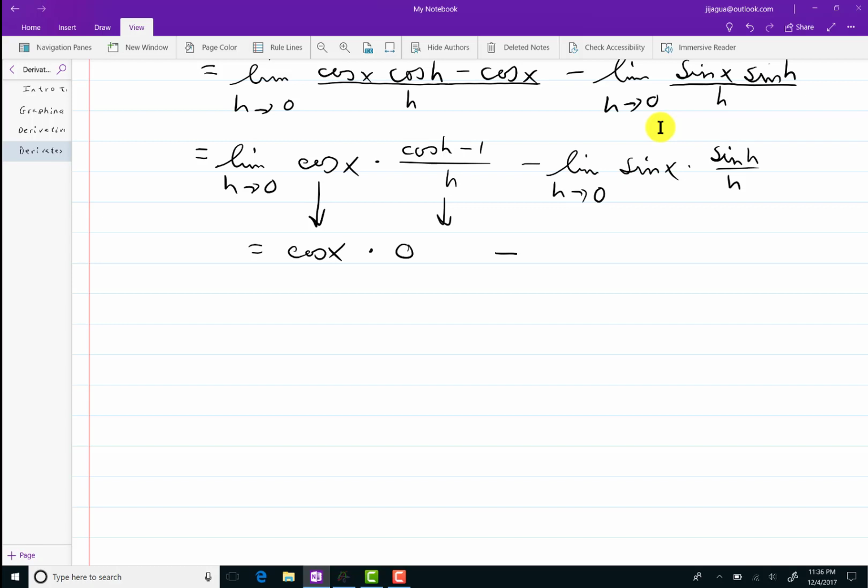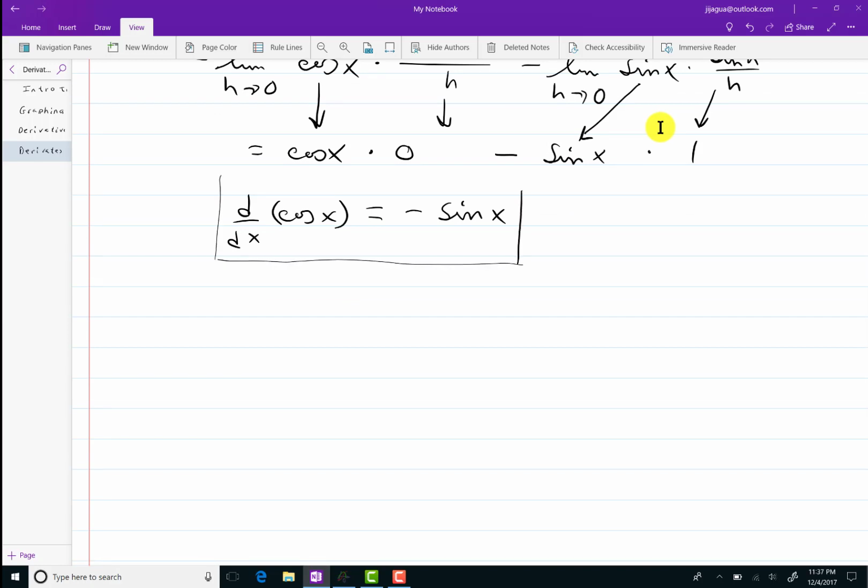Same thing as before, the limit as h goes to 0 of sine of x is sine of x. And the limit as h goes to 0 of sine of h over h equals 1, times 1. Let me finish this up then. Cosine of x times 0 is 0, of course, so I end up with just negative sine of x. So I get the derivative, d over dx of cosine of x equals negative sine of x.